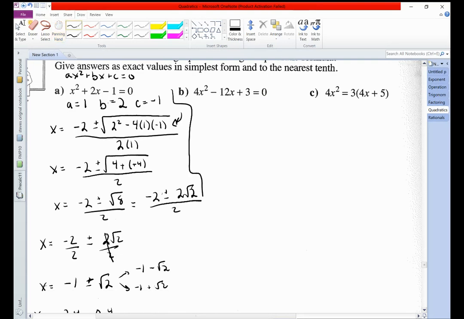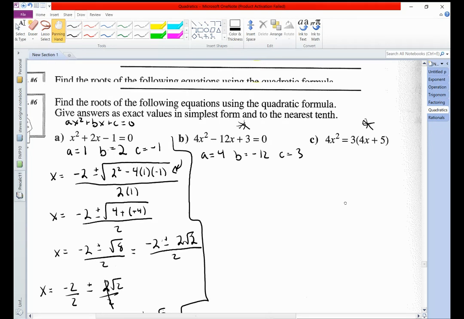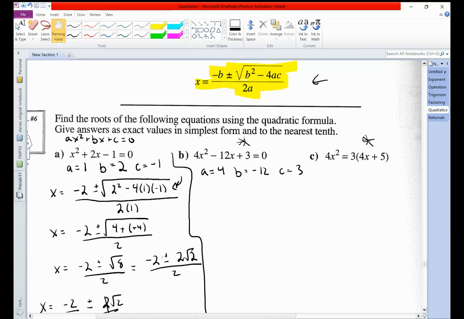I'm going to do this example, and I'm going to do the start of this one and show you how to start it, and then I'm going to call this one a day here. So in this case, we have A is equal to 4, B is equal to negative 12, and C is equal to 3. I would suggest doing that every time, just so you keep them straight. And then I'm just going to make sure I have the formula in front of me so I can fill it out properly. X is equal to, and if you don't have that in front of you, I would suggest writing it on your page and then filling it in.